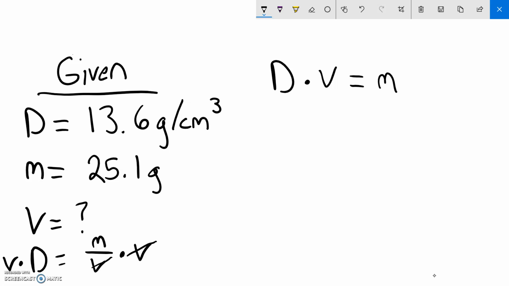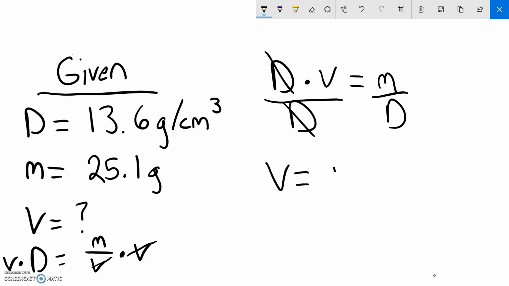Now, is that what it's asking me to find? No, I need to get M, or excuse me, V. I need to get V. Now, that being the case, you've got D times V. D and V are connected by multiplication. So in order to separate them, we have to do the opposite operation, which is division. So I'm going to now divide both sides by D. Now, my D's on the left are going to cancel, and then I'm left with my equation that V equals M over D. Okay, that's a lot of stuff that we've got in our given. Now we can move over and go into our solve.